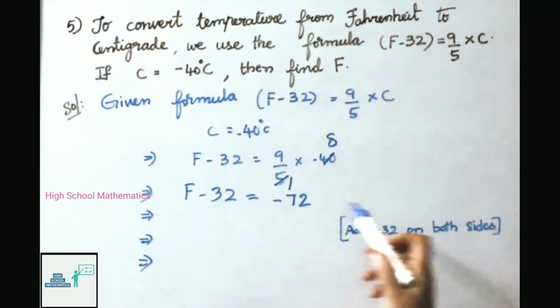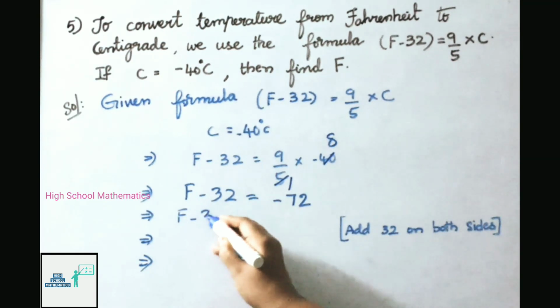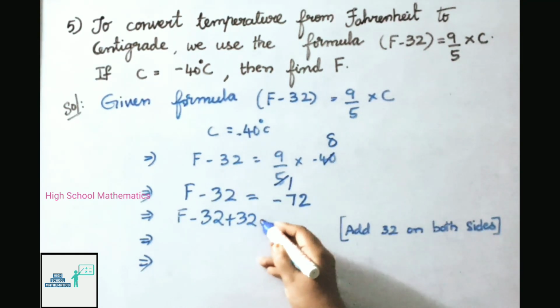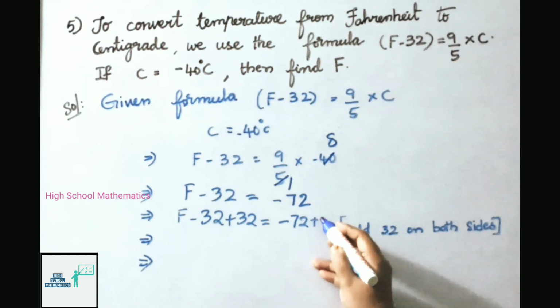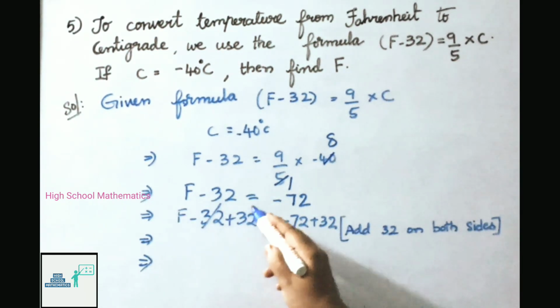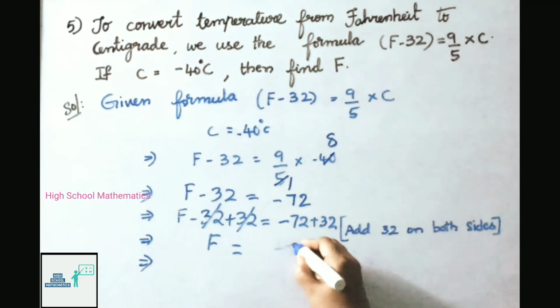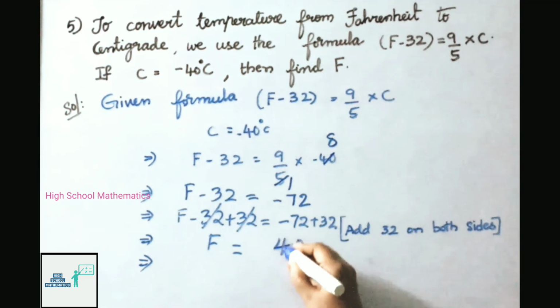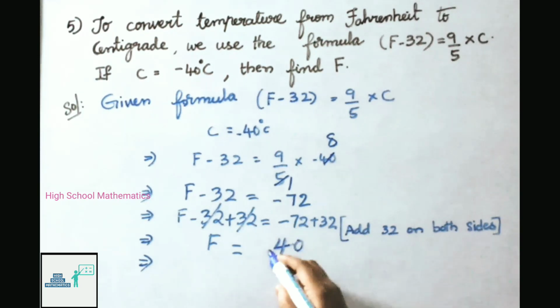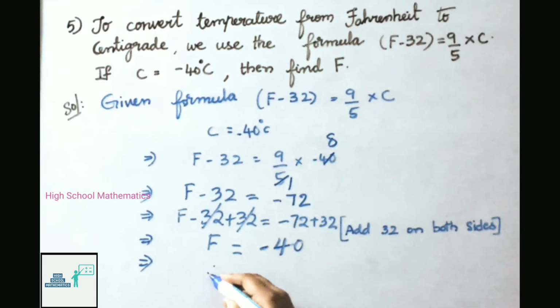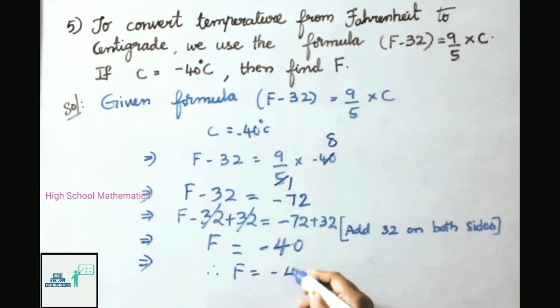Now we shall add 32 on both sides. Write down F minus 32 plus 32 equals minus 72 plus 32. Minus 32 plus 32 cancel. Write down F equals minus 72 plus 32. Both are having opposite signs, we have to do subtraction. 72 minus 32 is 40. Here 72 is greatest, its sign is minus, so keep here minus sign. Therefore, F value is equal to minus 40 degrees Fahrenheit.